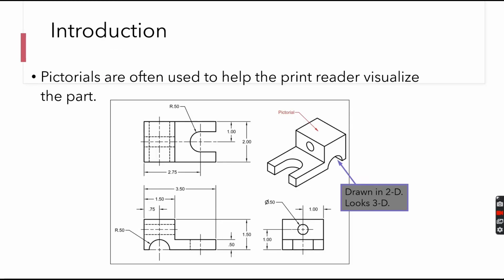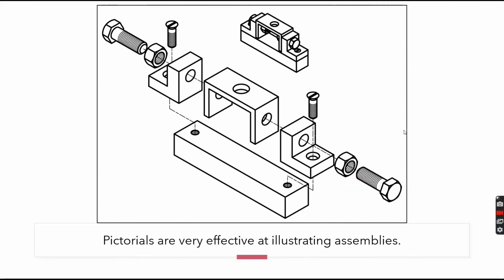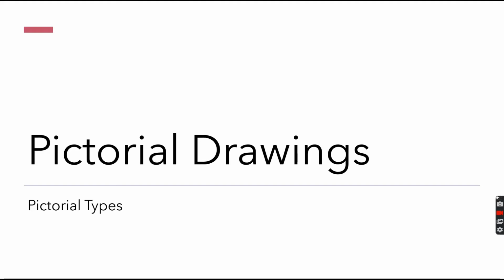Pictorials are used to help the print reader visualize the part. Here is a part, and this is what it looks like in 3D. Normally with a part like this you wouldn't put a pictorial there. It's very easy to do, as you'll see in Inventor, but we don't need to do it, but we will anyway. Pictorials are very effective at illustrating assemblies, and we will draw some assemblies later on in this class.